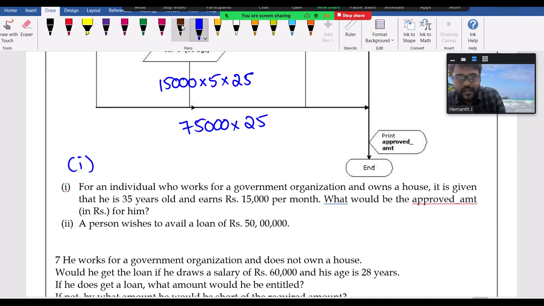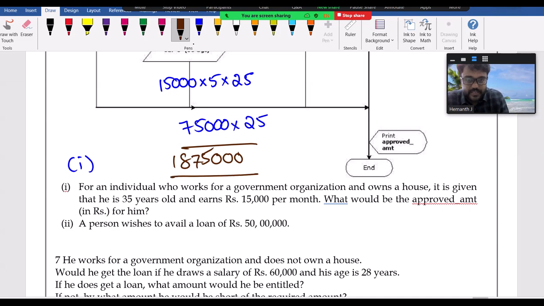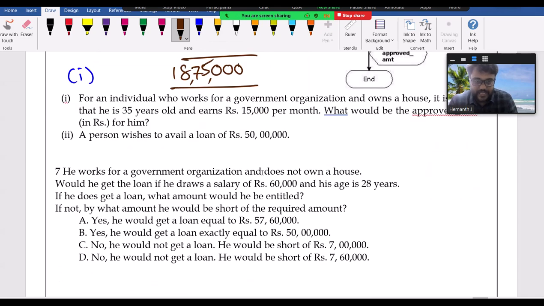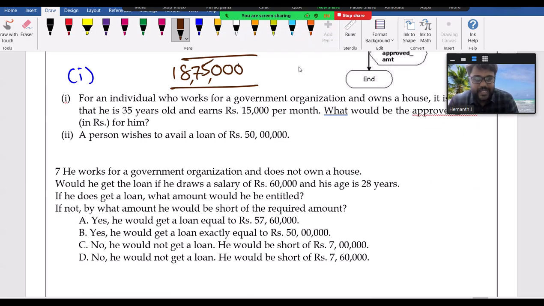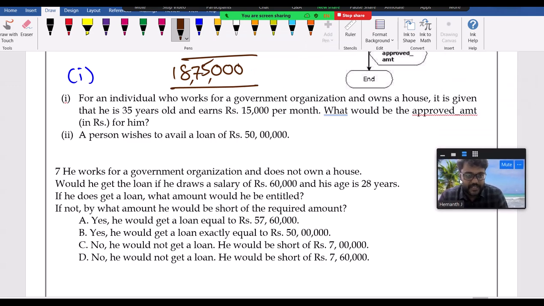No, if you want, you can multiply with 25. Yes, you have 0, 0, 0. This is 5, you got 12. 175 and 12 is 187. So you can observe it's 18 lakh 75,000 only. So a person wishes to avail a loan of 50 lakhs, he doesn't get it, he will get an amount a bit less than that. 18 lakh 75,000 only he is going to get.